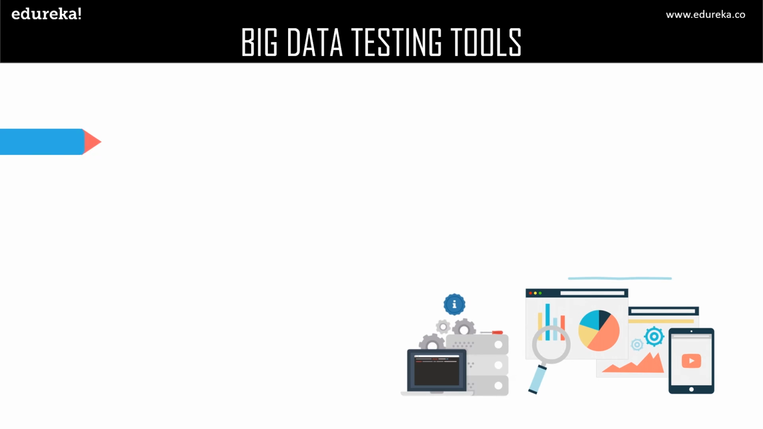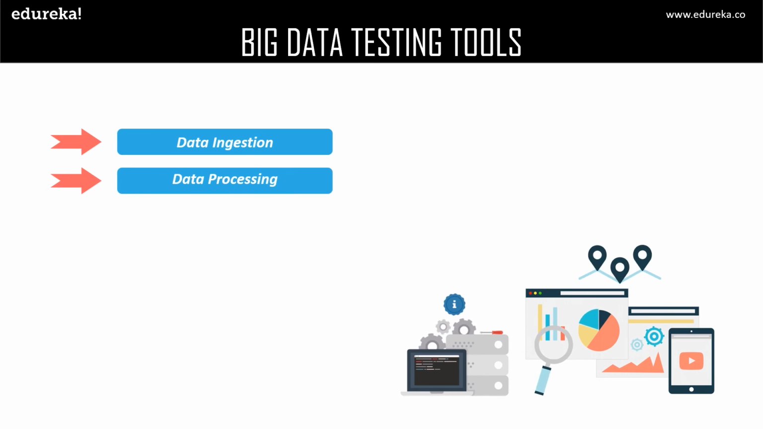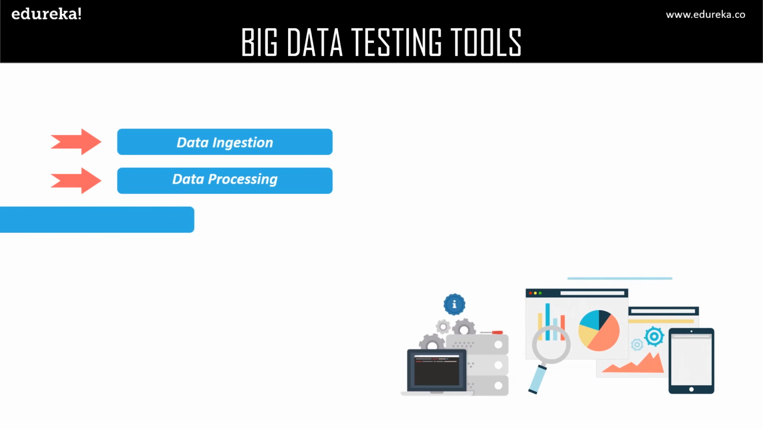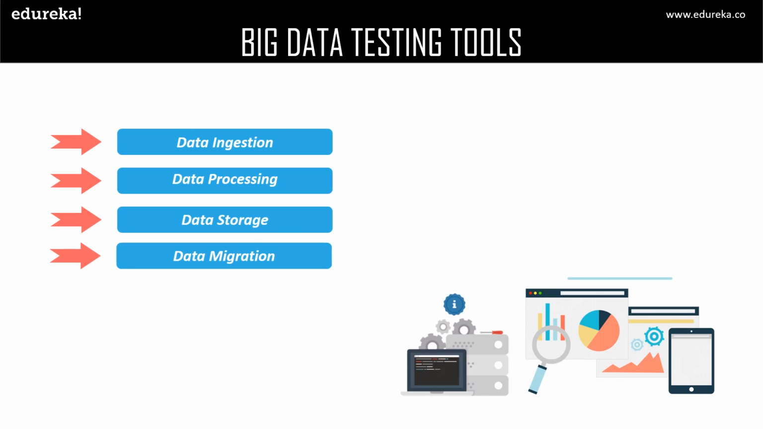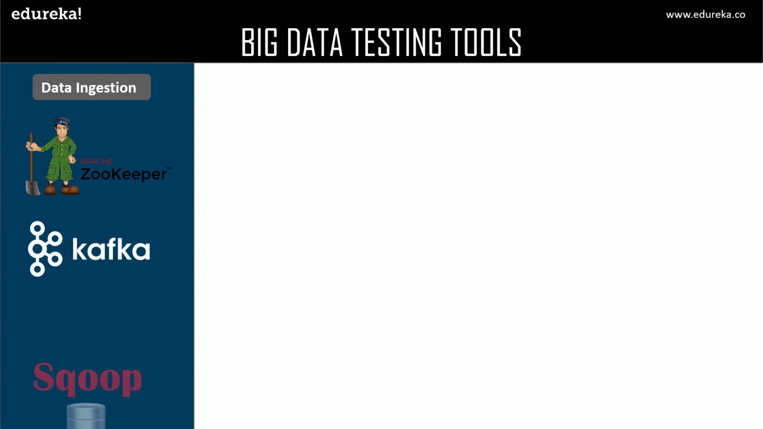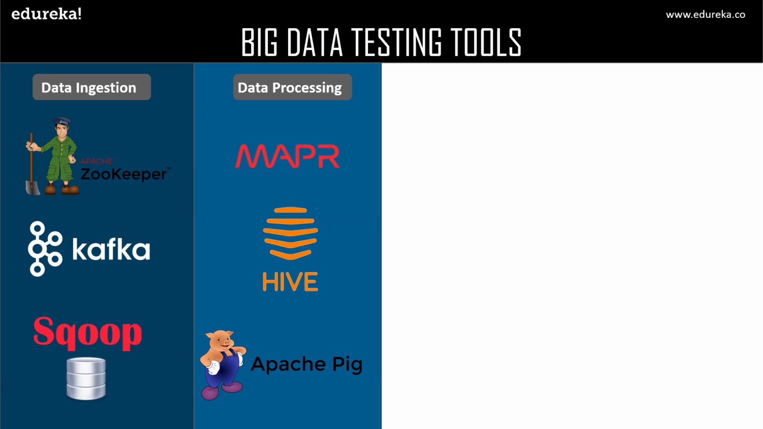So the big data testing tools are majorly classified into 4 categories. Firstly, big data ingestion tools, then big data processing tools. Followed by that, we have the big data storage tools, and lastly, we have big data migration tools. Now we shall look at the examples based on each one of them. Firstly, the big data ingestion tools. Zookeeper, Kafka, and Sqoop are the best examples for data ingestion. Next, we have data processing, and the popular tools used in big data processing are MapReduce, Hive, and Apache Pig.